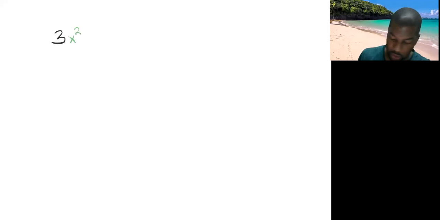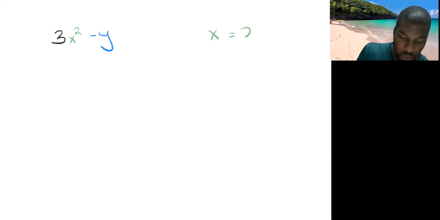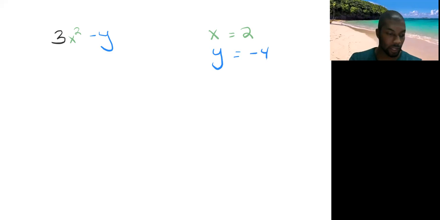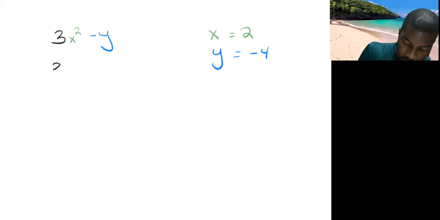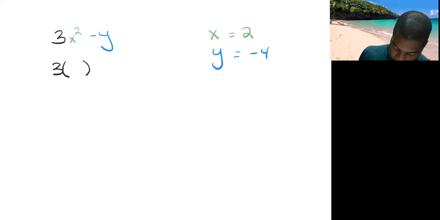Let's try another one. Oh, here's a simple one. Evaluate 3x squared minus y when x is equal to 2 and y is equal to -4. Ooh, here's the deadly negative again. All right, so it's simple. All I simply do is replace the x and the y.